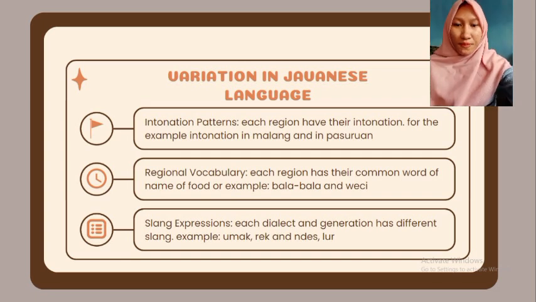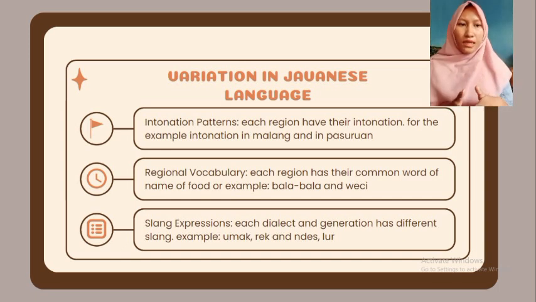Another example is bala-bala and weci in Surabaya. And number 3 is slang or slang expressions that we as Javanese use. Here in Malang, they have a different kind of slang. Slang basically has different expressions between generations or social groups.